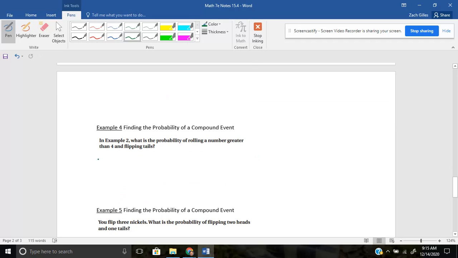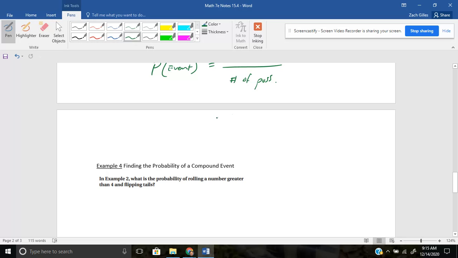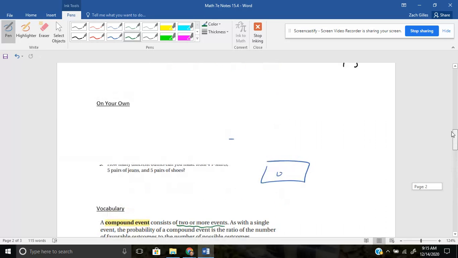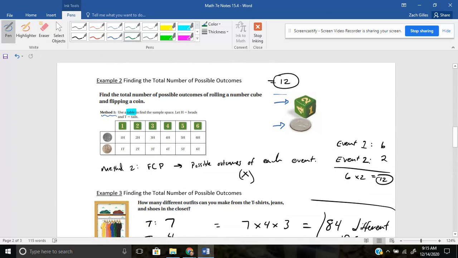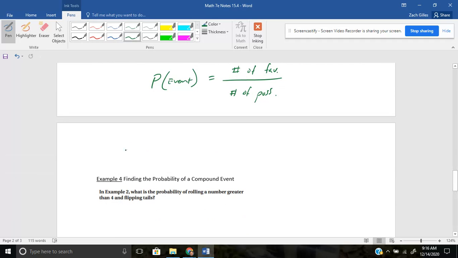Okay, example 4 says, in example 2, what is the probability of rolling a number greater than 4 and flipping tails? Okay, so again, think about this, the probability of a favorable outcome over the number of possible outcomes. Well, thankfully for us, we already found the number of possible outcomes in example 2, right? I think it was 12. Let's go back up just a second. Yeah, it was rolling that number cube and flipping the coin, and the total was 12 possible outcomes. So we're going to use that piece of information. So now we're looking at the probability of rolling a number greater than 4. So probability of number, I'm just going to put the up arrow, greater than 4.